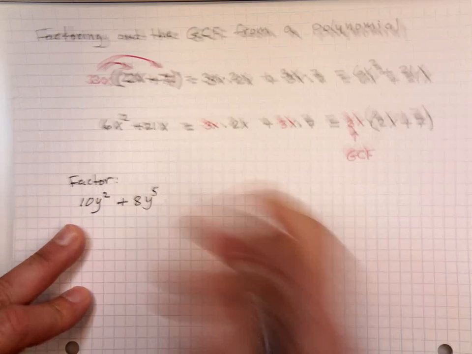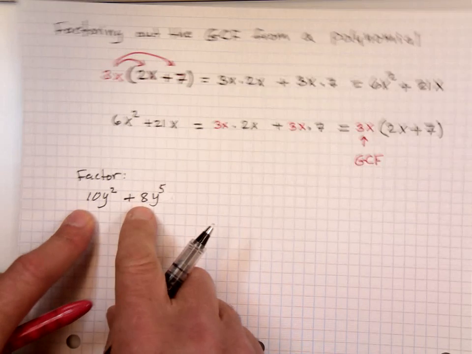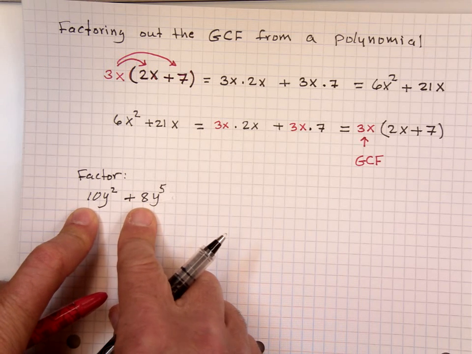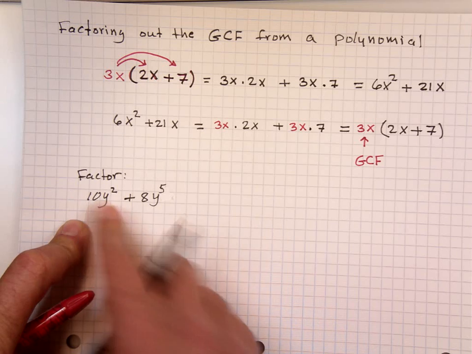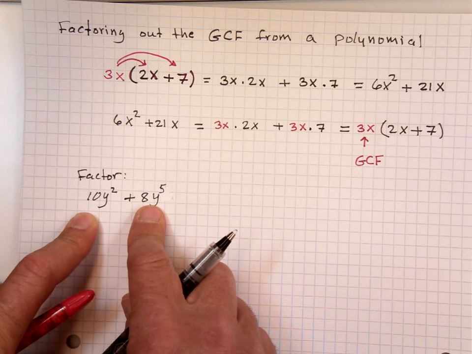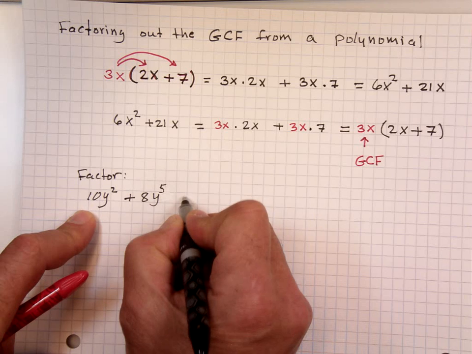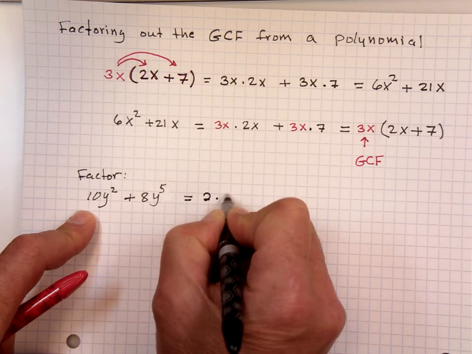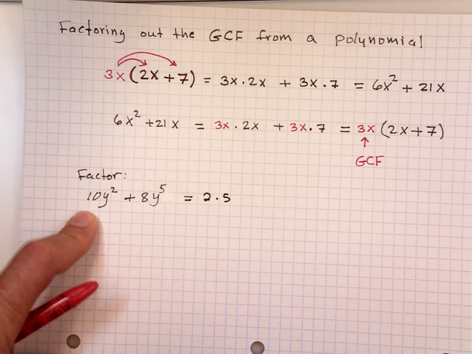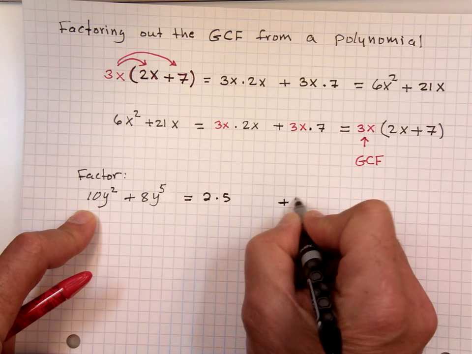So let's look at the numbers, the 10 and the 8. We can divide these numbers. The largest number we can divide them by is the 2. I can divide the 10 by 2 and 5, the 8 by 2 and 4. So the greatest common factor, I can take that as 2 times 5. And the other number, leave a space there. And the 8 is what? 2 times 4.